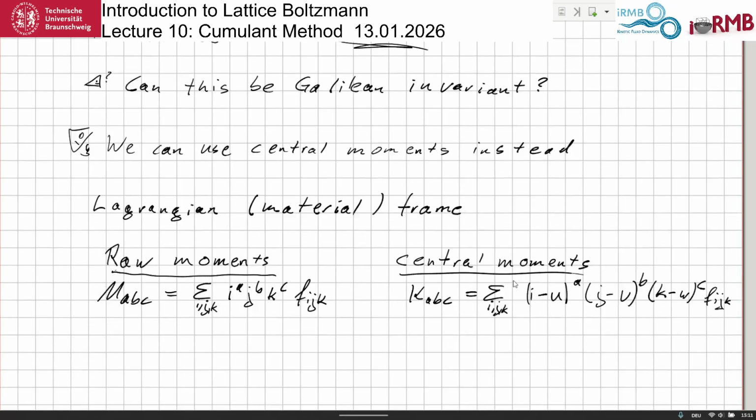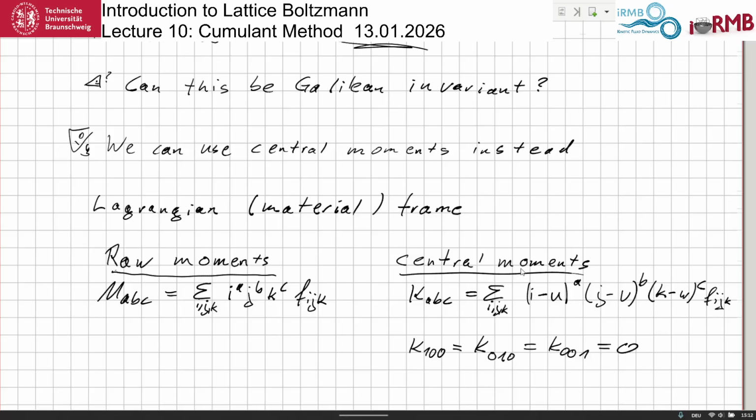U, v, and w are defined such that the moments are central. So central means they are symmetric, or the distribution is symmetric. And if the distribution is symmetric, then the first moments are zero. So basically, u, v, and w are defined by setting these to zero and then solving for u. And this is the definition of velocity.